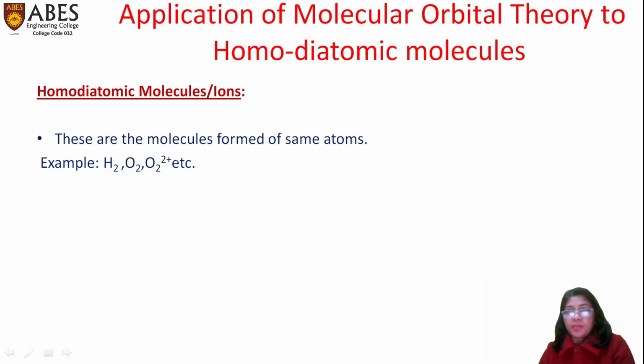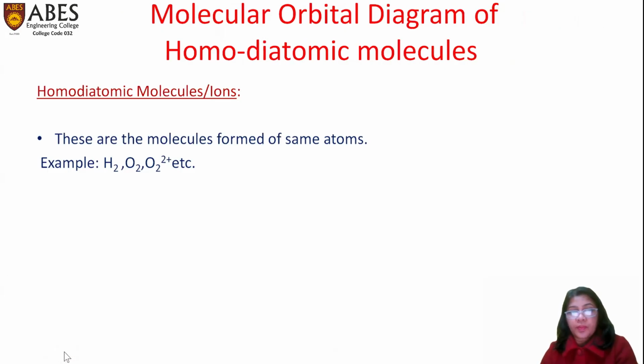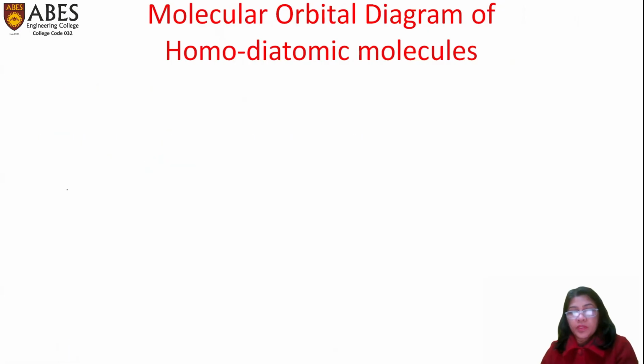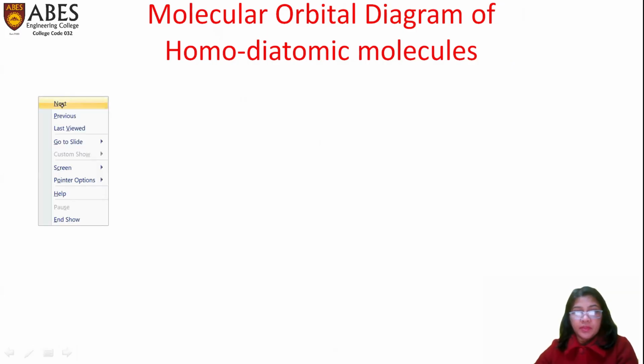Now we will be taking an example of molecular orbital diagrams for homodiatomic molecules. Homodiatomic molecules are the molecules in which both the atoms are the same, like we can take an example of H2, O2, O2 plus. These are the ions and molecules. Now, how we make the molecular orbital diagram for these molecules, initially we will take a simple example.